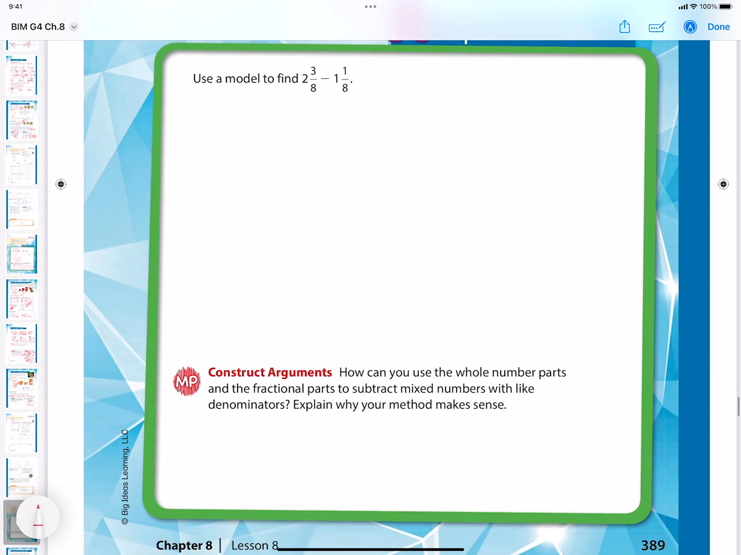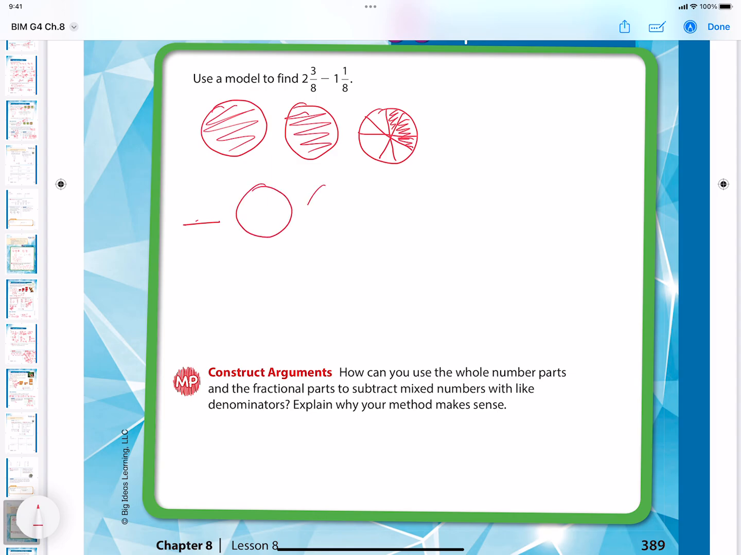All right, use a model to find 2 and 3 over 8, take away 1 and 1 over 8. So I have 2 whole pies and 3 slices out of 8. Okay, and take away what? Let me shade it. Take away 1 and 1, 2, 3, 4. Okay, 1 over 8.